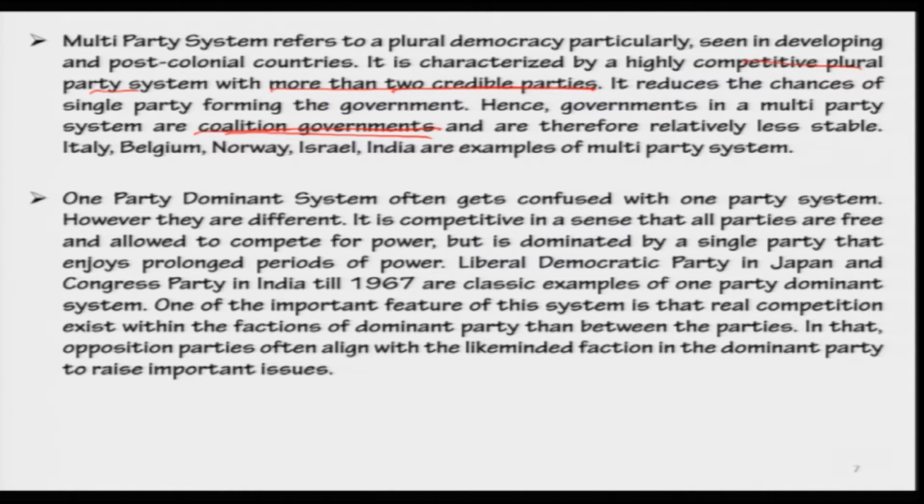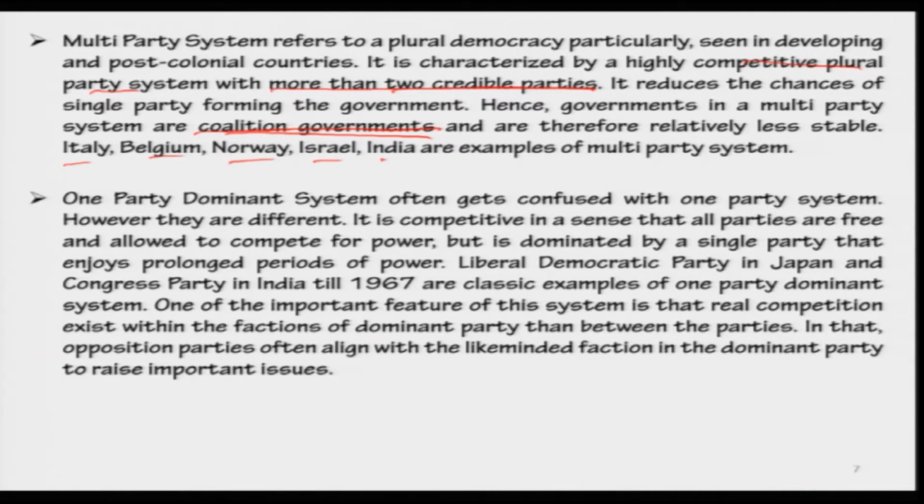So, in the multi-party system you will have a coalition form of government, or the nature of government is more or less a coalition government depending upon the pre or post poll alliance and so on, that leads to a government which is relatively less stable. Italy, Belgium, Norway, Israel and India are examples of multi-party system.